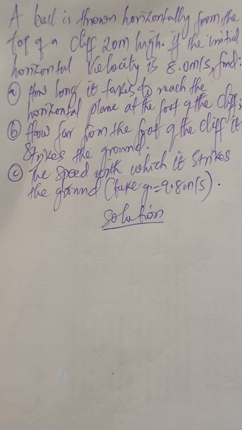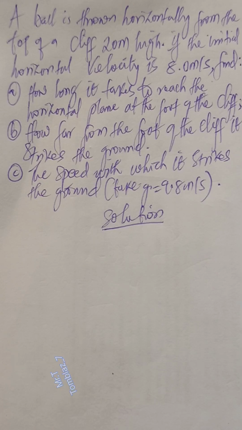A. How long it takes to reach the horizontal plane at the foot of the cliff. B. How far from the foot of the cliff it strikes the ground. And then C. The speed with which it strikes the ground. We have to take g equals 9.8 meters per second squared.